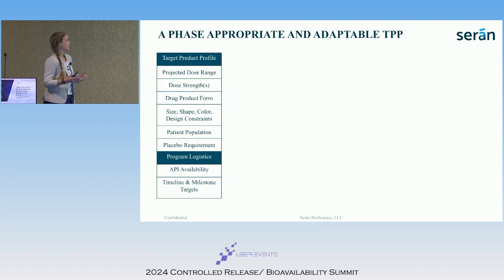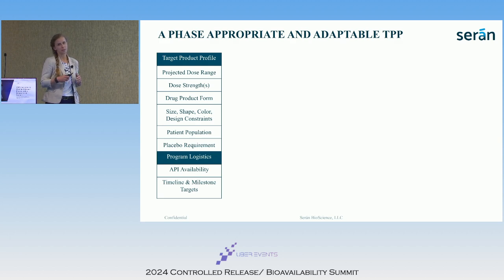So coming back to this idea of a target product profile, when we often ask about this in the preclinical space, the answer is, well, we have no idea. We don't know what the dose range is going to be. We don't know what dose strengths we need. We haven't even done a tox study yet. We need to develop an intermediate to get to that point. But it's never too early to start thinking about this.